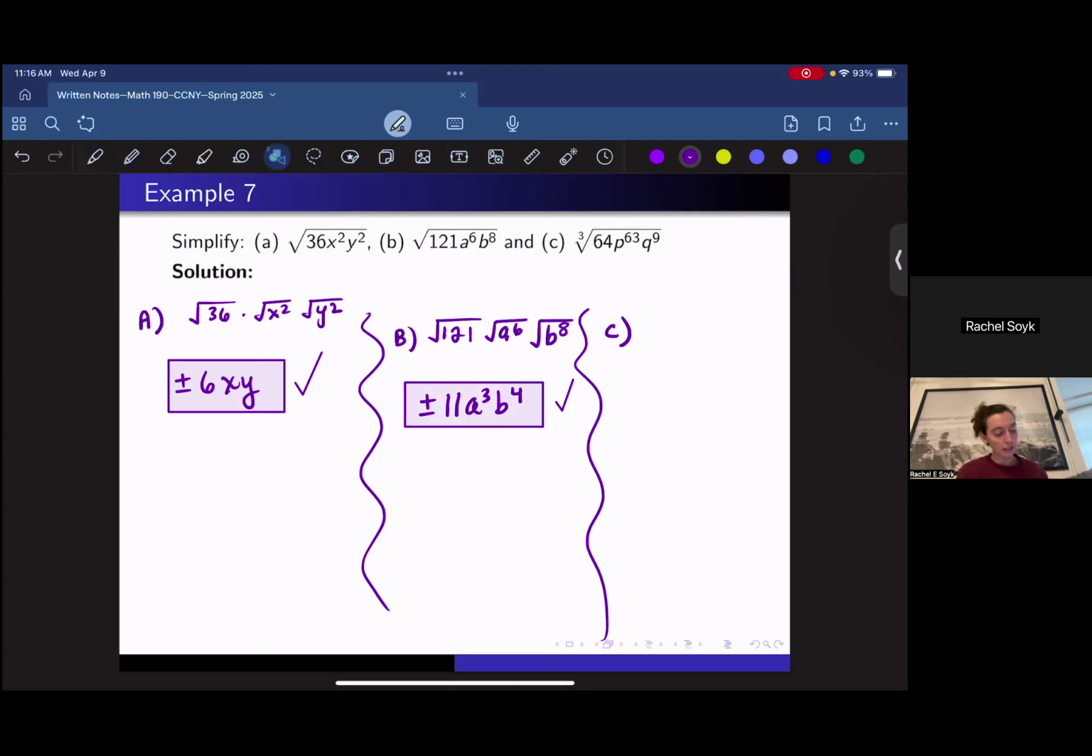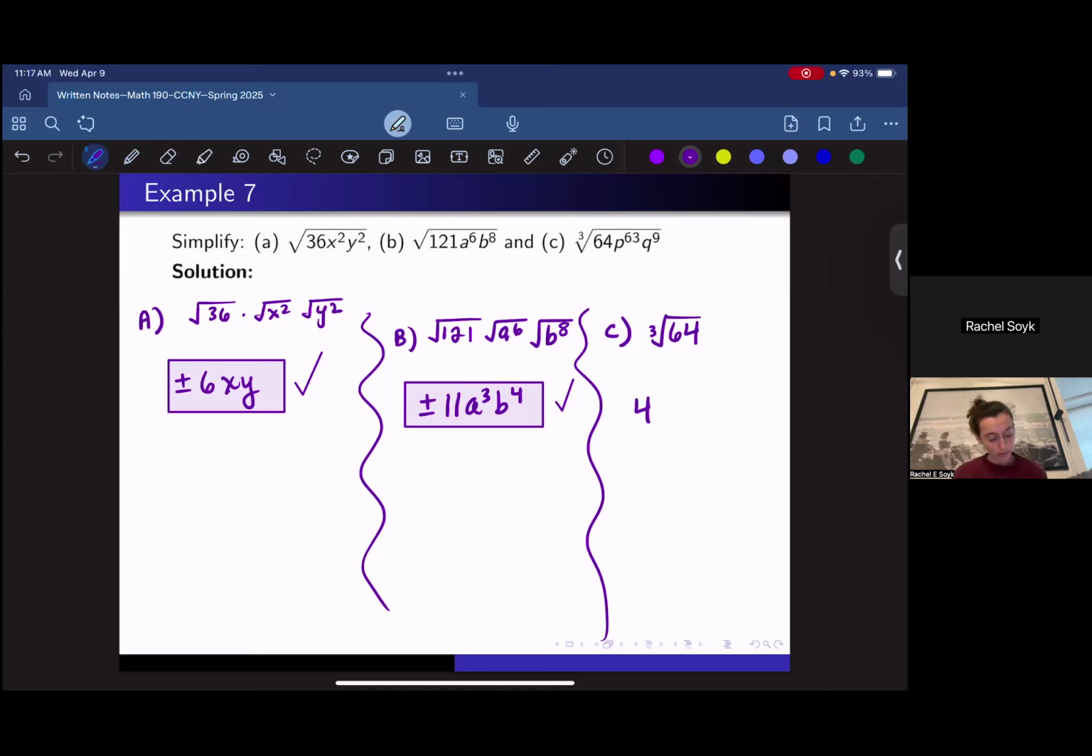And then last but not least, we have a cube root, so we have one solution. Let's once again take this separately. We have the cube root of 64. What times what times what gives you 64? 4 times 4 is 16. 16 times 4 gives you 64.